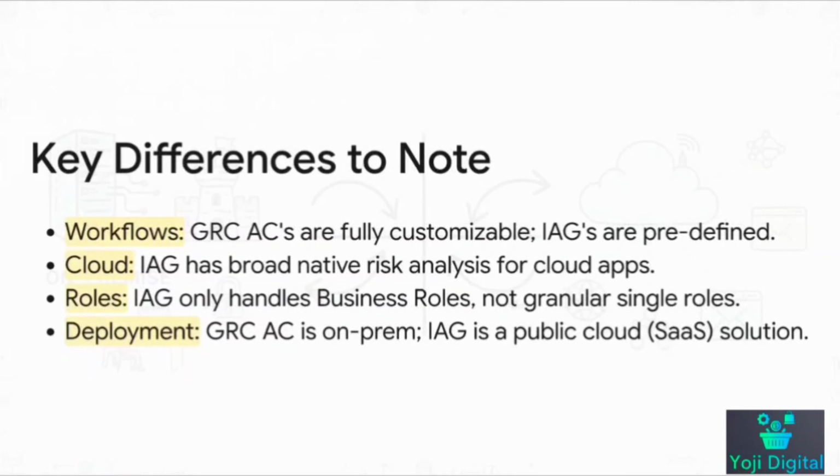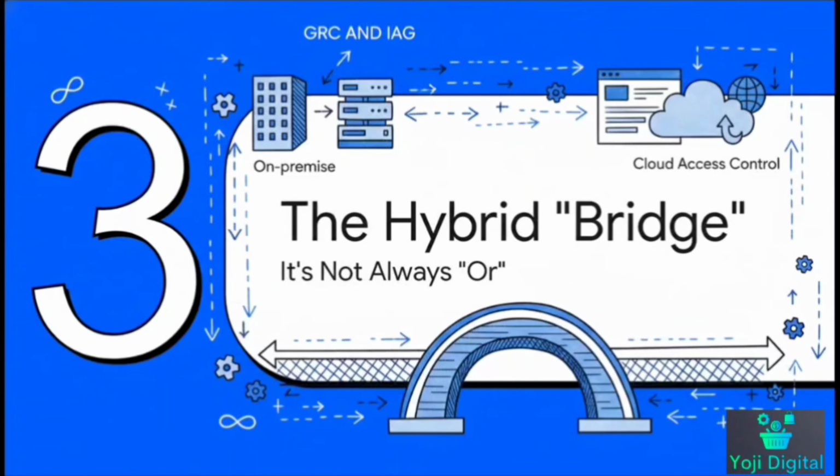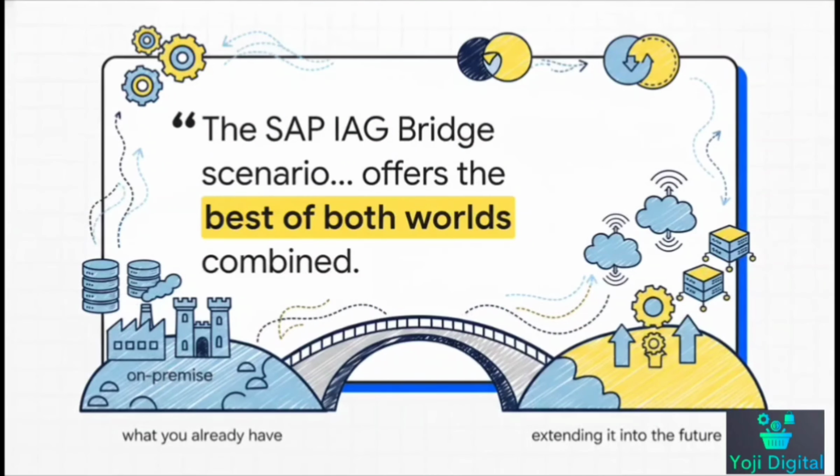You might think you have to pick one or the other, but there's an interesting part. It's not always GRC versus IAG. For many companies, the answer is GRC and IAG. This is the core of SAP's strategy. They sum it up perfectly themselves. The IAG bridge is not about replacing what you have built. It's about extending it and making it future-proof. It lets you leverage all the hard work you have already put in.